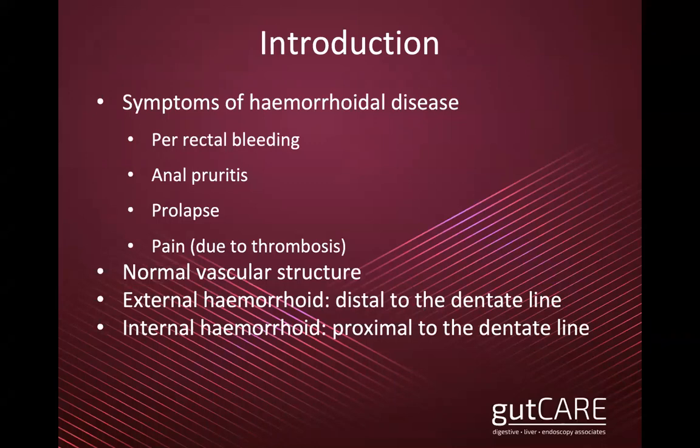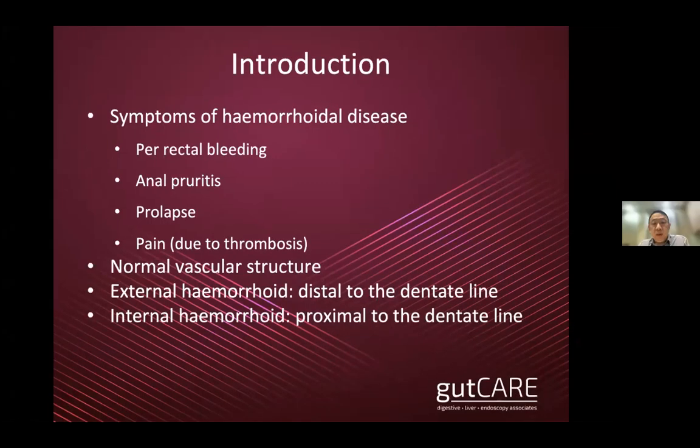In actual fact, hemorrhoids are normal vascular structures. In other words, if you say hemorrhoids, everybody has hemorrhoids. That's just part of the normal vascular structure. But hemorrhoidal disease is when the normal vascular structure is swollen and it causes symptoms, right? External hemorrhoids are hemorrhoids that are distal to the dentate line, and internal hemorrhoids refer to the hemorrhoids that are proximal to the dentate line.